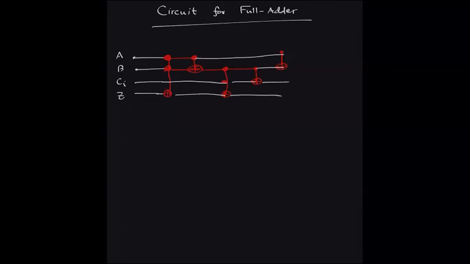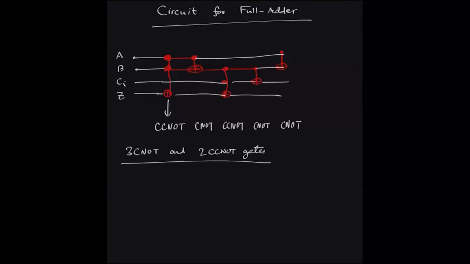So if there is an input of A, B, carry in, and Z like this, let's see what gate this is. This gate is CCNOT. A and B are controls, and the target is Z. This is a CNOT gate. This is a CCNOT gate. This is a CNOT gate, and this is a CNOT gate. So the quantum full adder circuit can be constructed out of 3 CNOT and 2 CCNOT gates. It needs 4 qubits as input. And once we pass it through this, we get, for example, A, B, sum, and this is carry out.